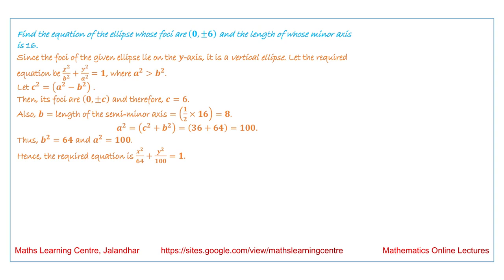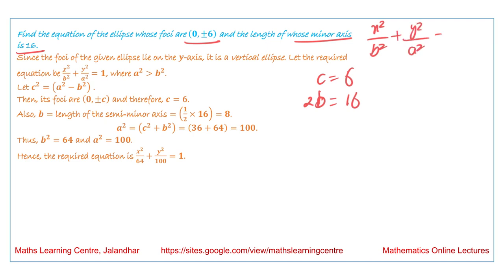Next is find the equation of the ellipse with focus this and length of whose minor axis is 16. So focus is given, it means the value of c is given to be 6, and the length of the minor axis is 16. It means the value of b is given to be 16. We are writing the equation in the form x square over b square plus y square over a square is equal to 1, because the foci are lying on the y-axis.